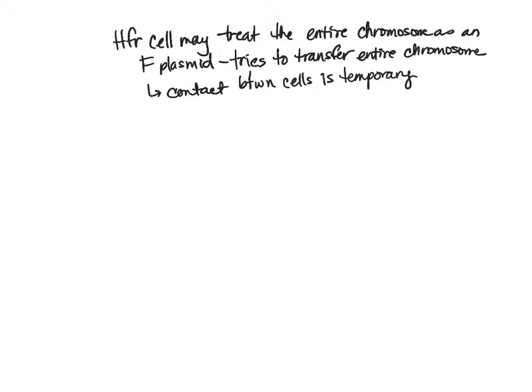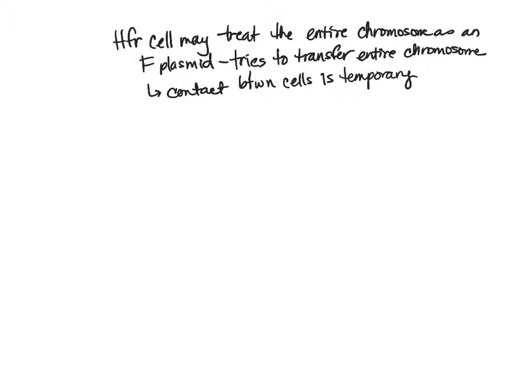So the genes that are closest to the integration site, where the F plasmid was integrated in the chromosome, are transferred more quickly than genes that are far away from the integration site. So we can use this process in a laboratory to determine where genes are located on bacterial chromosomes.